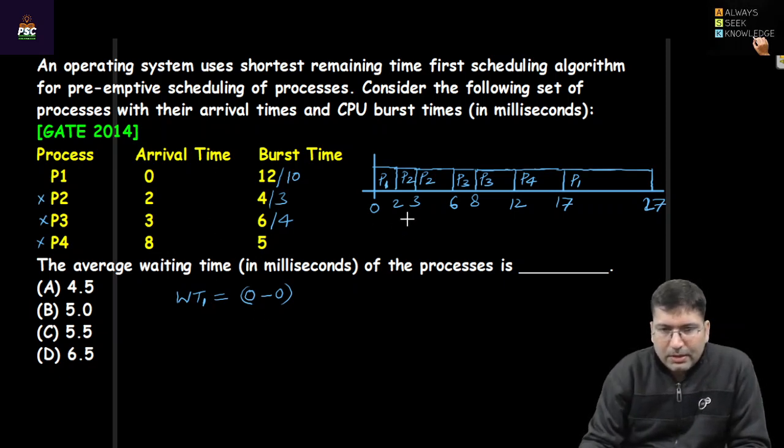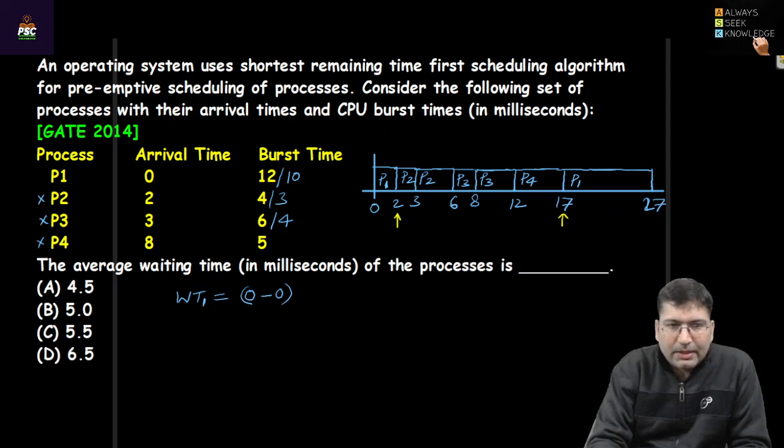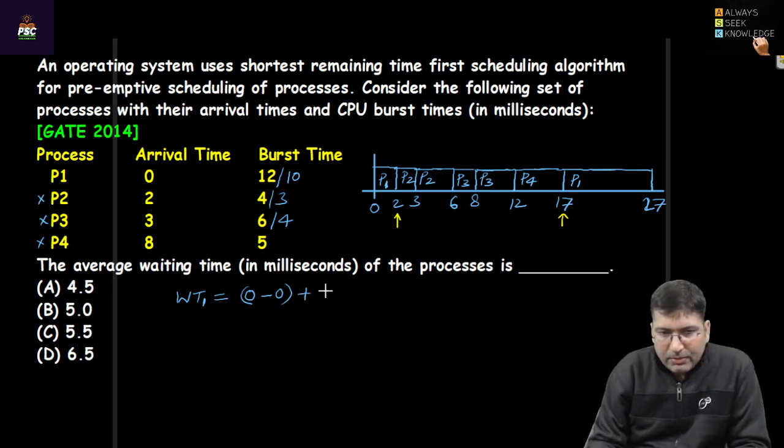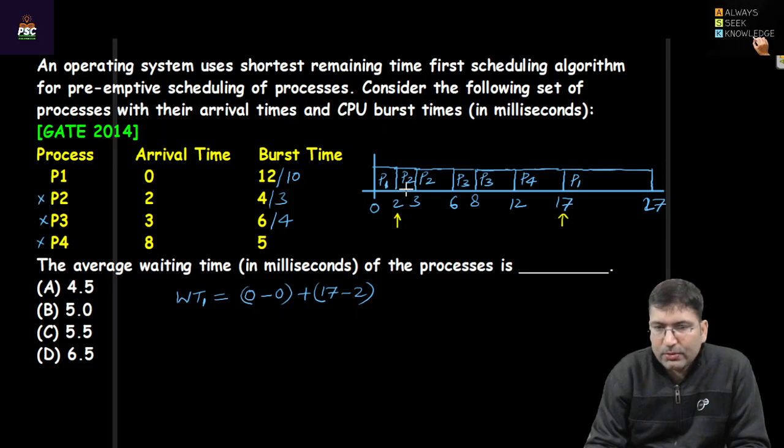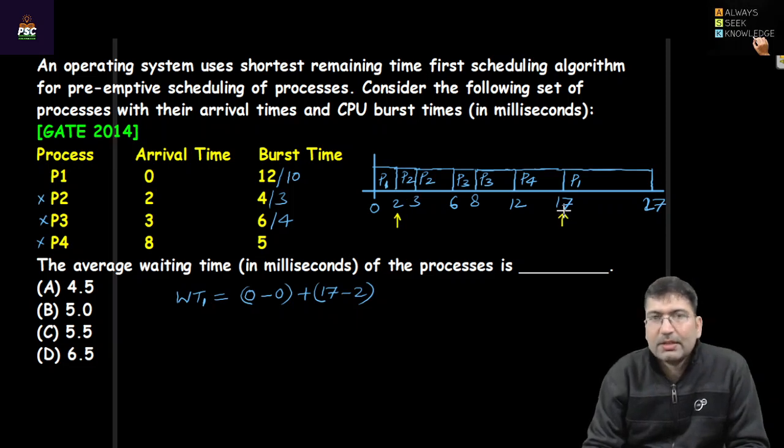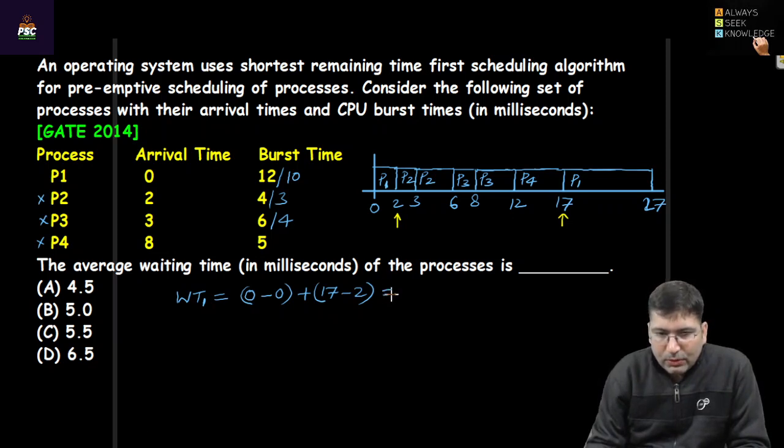But focus here, P1 is stopped or preempted here, and P1 again started here. So this is also another waiting time you consider, so 17 minus 2 we need to add in the waiting time. So the second waiting is 17 minus 2, because at this moment the process was again added to the ready queue and it again starts executing at 17, right? So overall waiting of process 1 will be 0 minus 0 means 0, 17 minus 2 means 15.